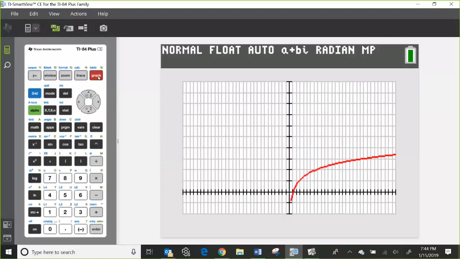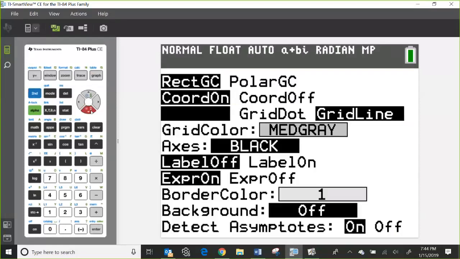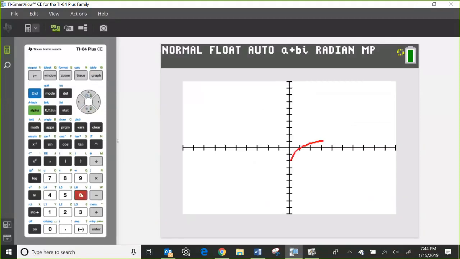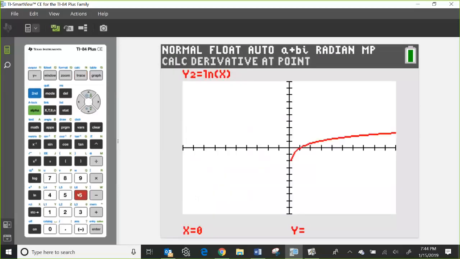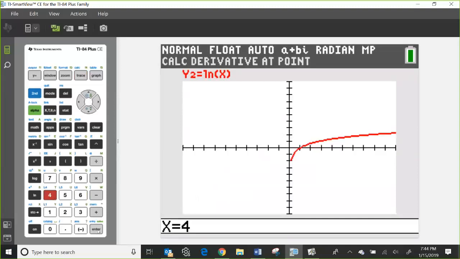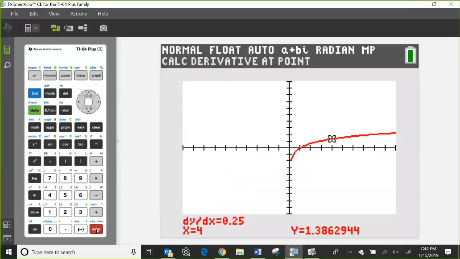So when I graph this one, I'm going to turn off that grid. Most of the time in calculus, I don't put a grid on, and I'm going to zoom standard to get us back here. If I want to take the derivative, if you remember the problem set at 4, I'm in the graph screen, so I'm going to go second calc, which is above the trace button, and you see derivative, that's number 6. All you have to do is type in the number 4 and press enter, and it gives you the derivative at 4, 0.25.